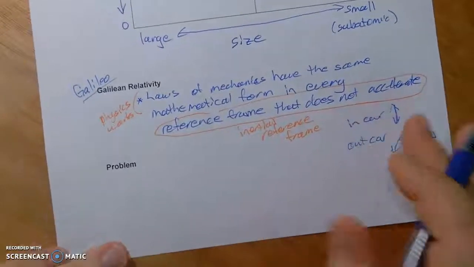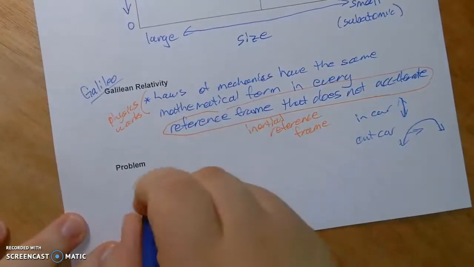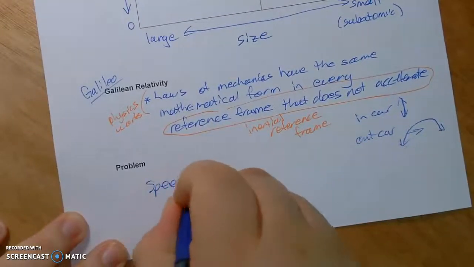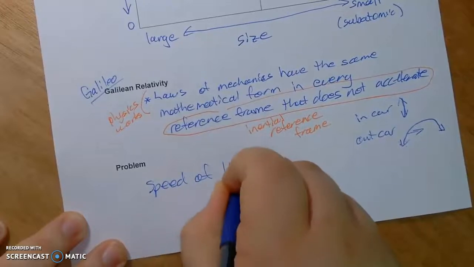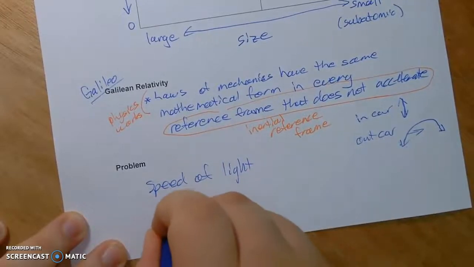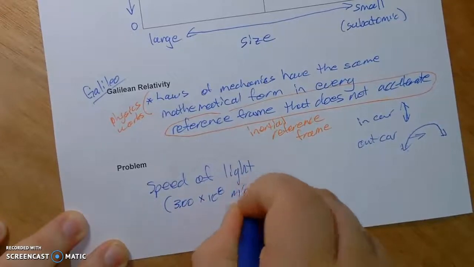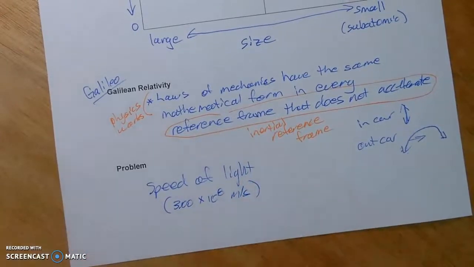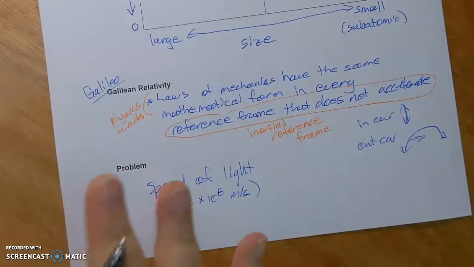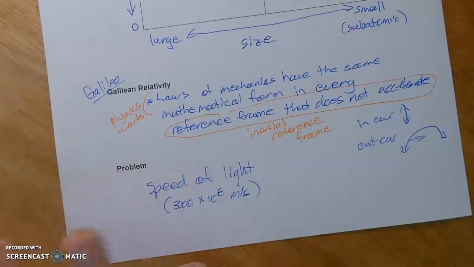The problem that we run into is when we approach the speed of light, which again is 3.00 times 10 to the 8th meters per second, extremely fast. When we start approaching things at that speed, which we call relativistic speed, physics doesn't quite work the same anymore. And so we're going to look at more of that next time.